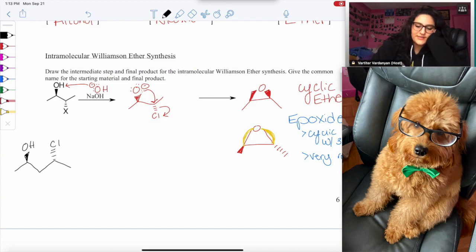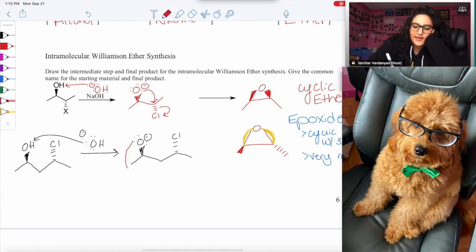So let's say we react this with NaOH again. So we have a base. We're going to steal that hydrogen. Nothing new there. So we have our O- and our Cl. So we should already know at this point that this is going to go ahead and attack and kick off the leaving group. And I know my arrow is kind of ugly, but it's whatevs.